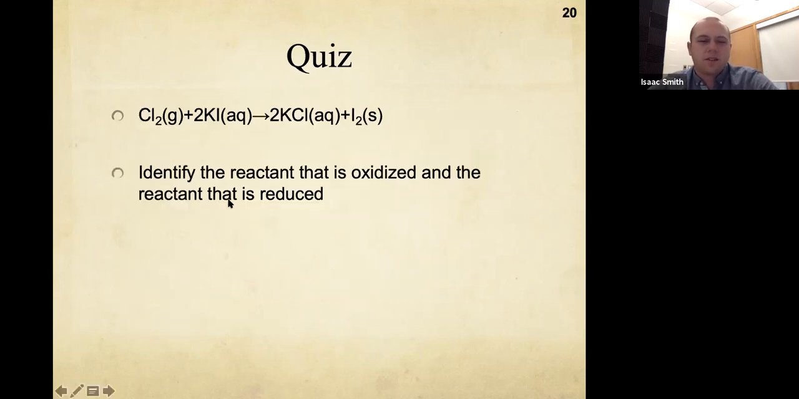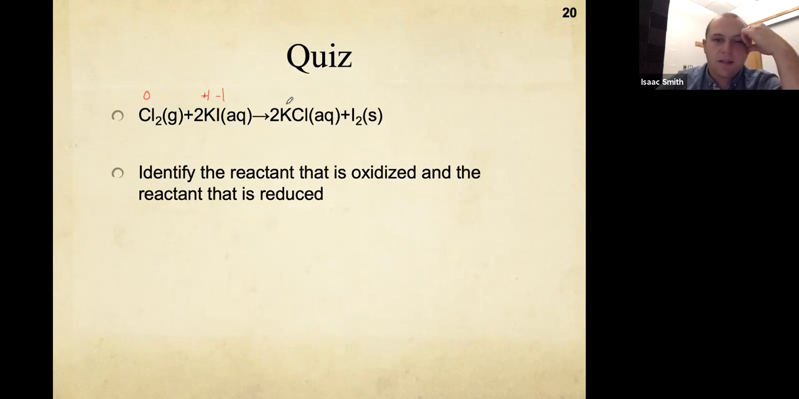All right, and then the last little quiz for today. Identify the reactant that is oxidized and the reactant that is reduced. The best way to do these problems is to look at the charge, or you'll sometimes see it referred to as the oxidation state. If we look at chlorine, chlorine starts at 0. It's neutral because it's on its own. Then potassium has a +1 charge and iodine has a -1. This is if we split it into ions, because these are ionic compounds.